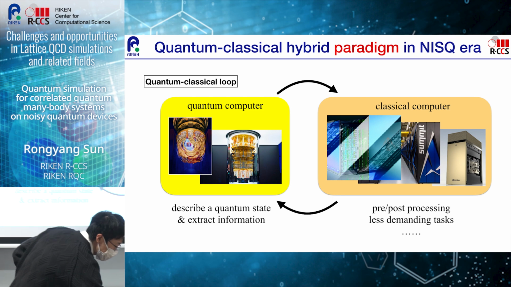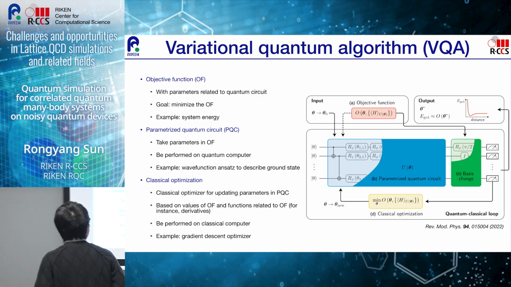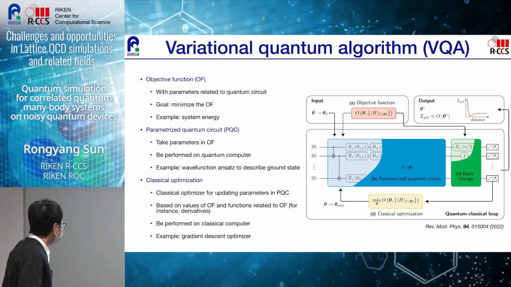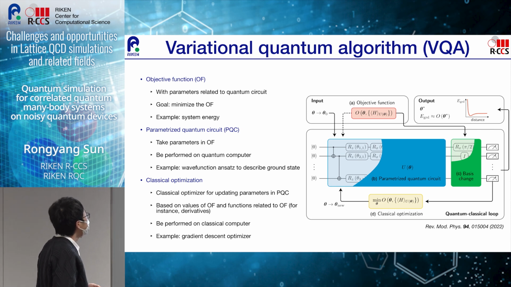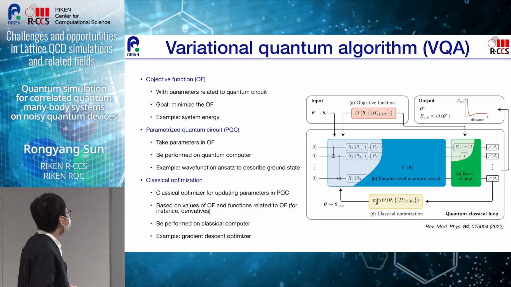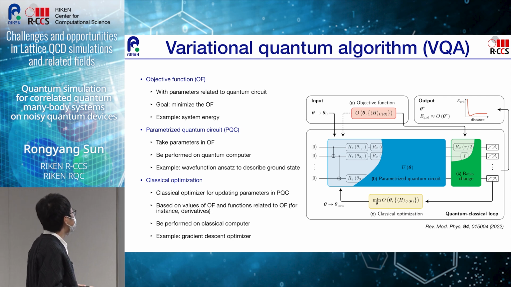And so based on this quantum-classical hybrid paradigm, the main algorithm in the NISQ era is called the variational quantum algorithm, and it is composed of three parts. The first one is the objective function, which contains the parameters related to the quantum circuit. It's actually the recipe I mentioned before.